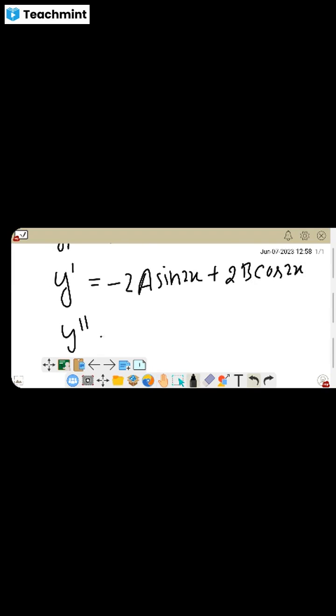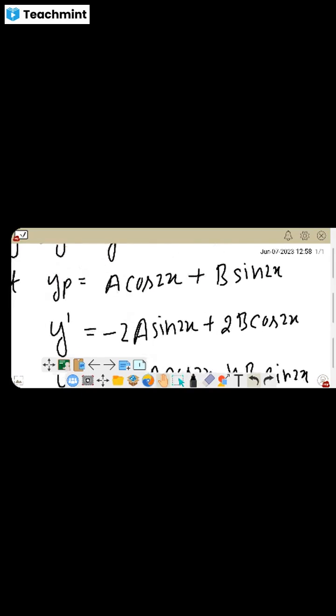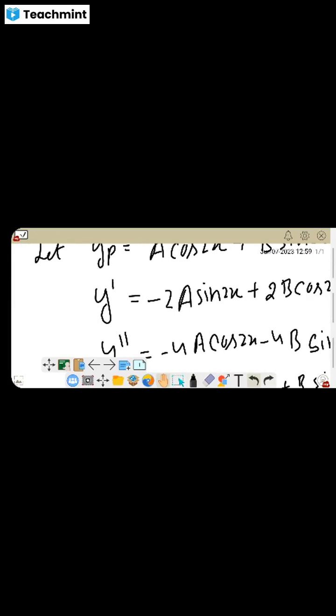Then y double dash is minus 4 into a cos 2x, and again minus 4 into b sin 2x. Now we are taking minus 4 as common, and we have a into cos 2x plus b into sin 2x. Now put all these values in the left side by taking it in the homogeneous form, meaning we are taking this equal to 0, to solve for a and b.